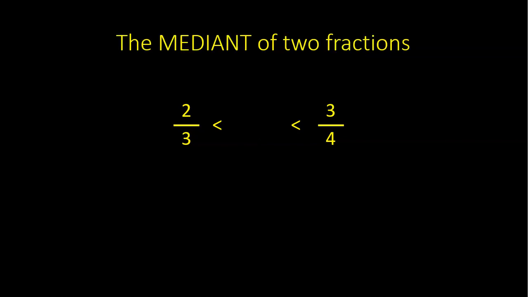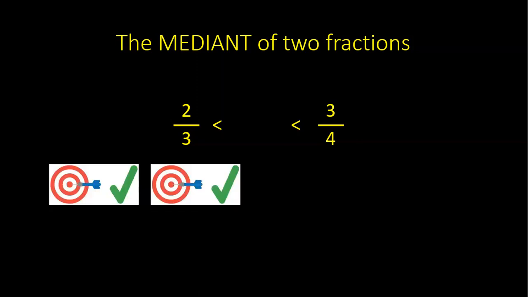Well, to find the mediant of two fractions, rather than just handing you a formula, I'm going to give you a scenario that makes this a bit real. Suppose we're throwing darts at a dartboard. And in our first round, we have 3 darts to throw. And we have 2 bullseyes, and the third one is a miss. So we got 2 out of 3 on the first round.